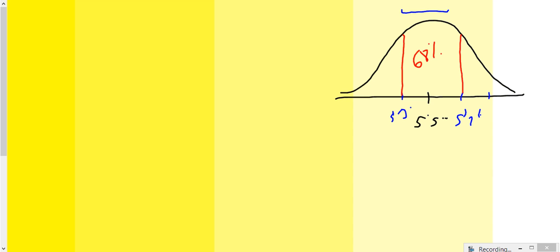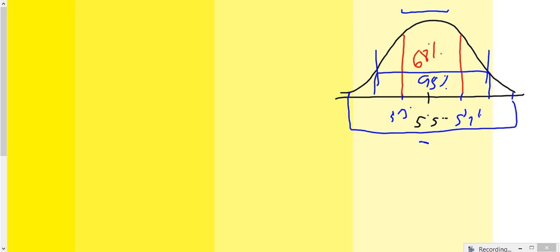If you go 2 deviations out, this population from here to here is said to have 95% of the population. And if you go 3 standard deviations out, that's said to have 99.7% of the population. Sorry for the handwriting, but hard to use my pen on this, so bear with me. So we have a 68, 95, 99.7 rule, basically.